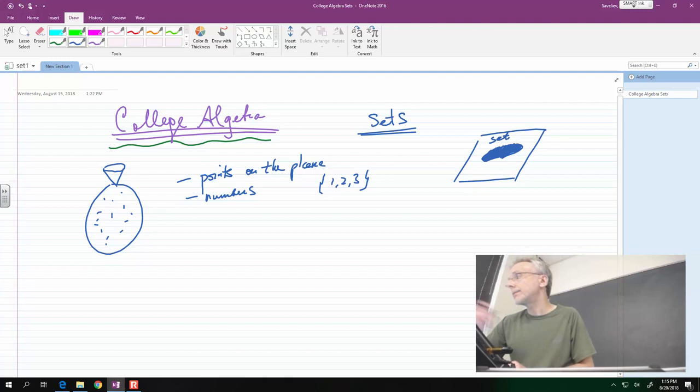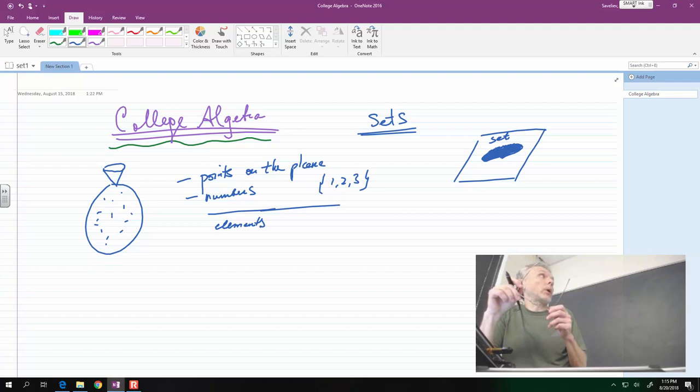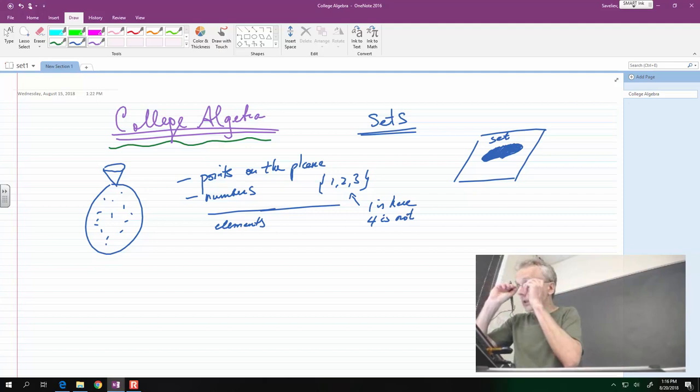So the sets are formed from what we call elements. These are elements. They can be formed in a number of ways, but to begin with, we'll just stick with lists. What kind of sets can be formed as lists? Literally like there, I listed 1, 2, and 3, and that is a set. I know that 1 is on the list, so 1 is here. 4 is not. That's the key thing about the set: you include some elements and you exclude others. That's it.